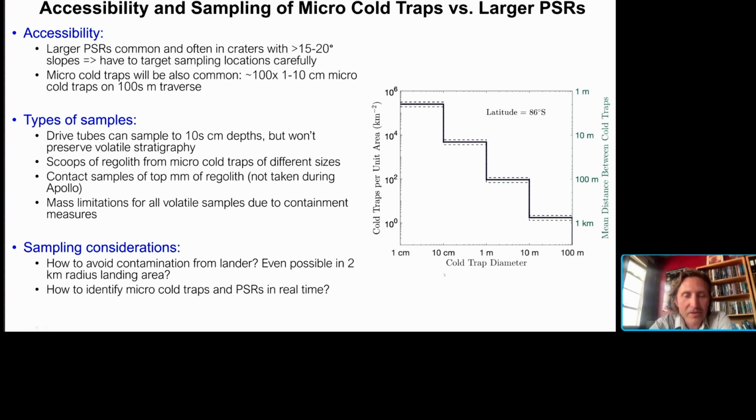One thing that we've considered carefully, Jennifer and I, is the contamination of these PSRs of all different sizes from the landing itself, where this could be seen as both a problem and an opportunity. We have the chance to study how volatiles of known composition from the thrusters are trapped in these regions of all different sizes. So that could be quite interesting. How to identify micro cold traps and PSRs in real time, that's addressed on the next slide.